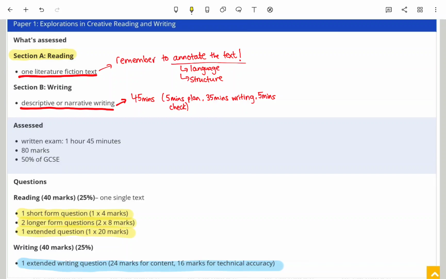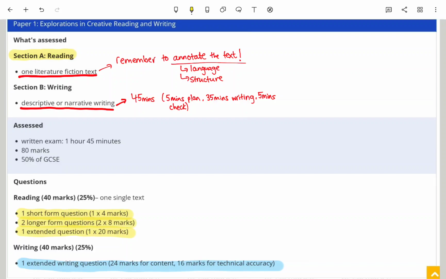As mentioned, it's important that once you're reading, you're annotating. So what does the word annotating mean? It means you look out for the keywords and key phrases that will help you understand the text better and help you understand the question. So that is Section A.